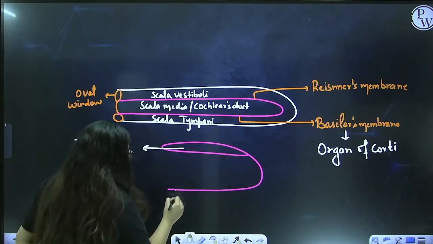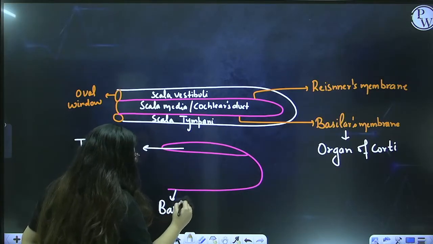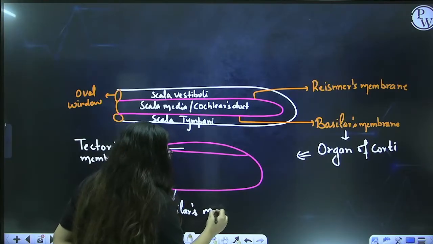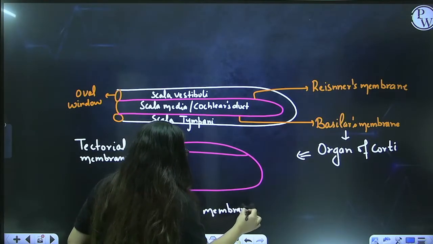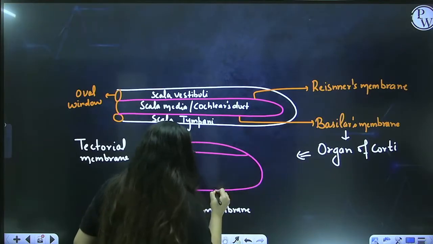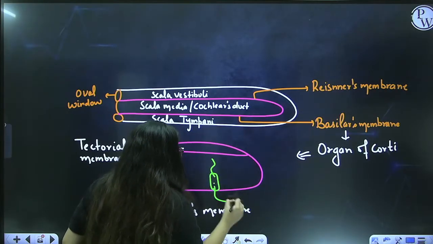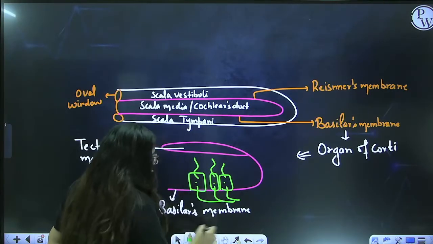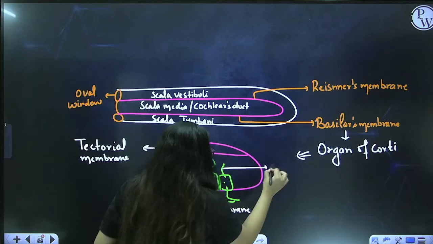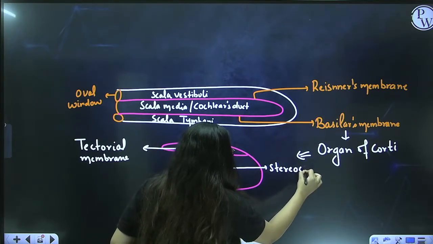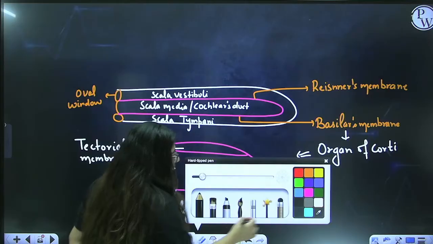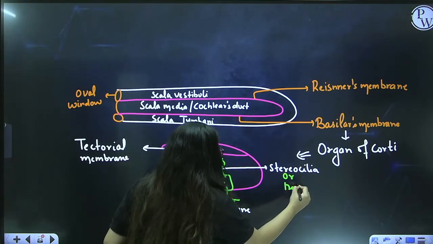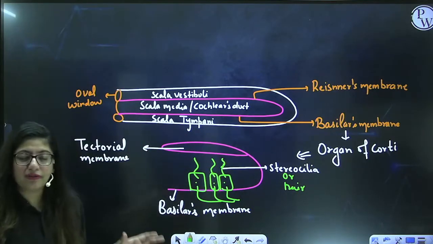Right? So this membrane is basilar's membrane. If someone asks you where this organ of Corti is present, you will say they are present on basilar's membrane. Now on this membrane are present small cells known as hair cells. These hair cells are responsible for hearing. They contain this structure known as stereocilia. And these stereocilia are also sometimes known as hair. Alright, and they are responsible for your hearing.